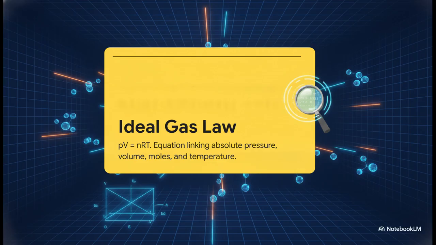Now, when a gas is at a low enough density, its molecules are spread far enough apart that they basically don't interact with one another. This lets us treat it as an ideal gas, which is great because it gives us a perfectly clean mathematical baseline to predict its macroscopic behavior.